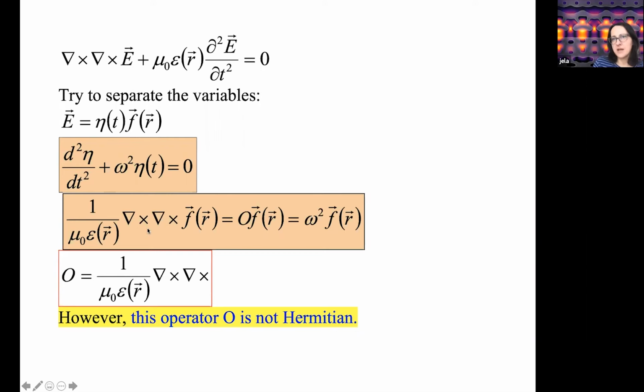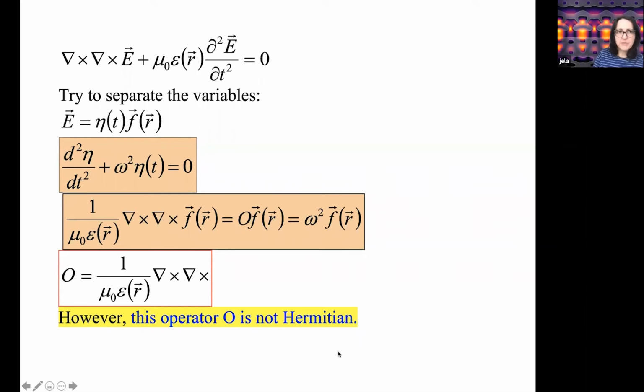It's not the Laplacian anymore, which is what you had for free space. Instead, you will have 1 over epsilon curl of curl of something. So that's the operator O, and your spatial distribution of the field is an eigenfunction of the operator O. So the problem that we have when the dielectric constant is non-uniform is that this operator O is not Hermitian.